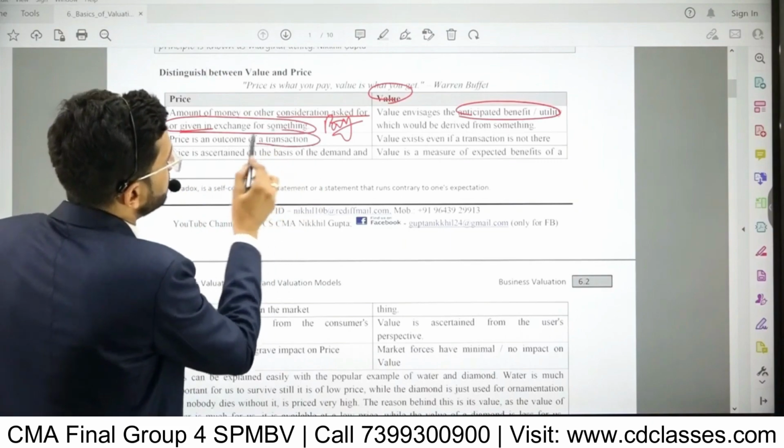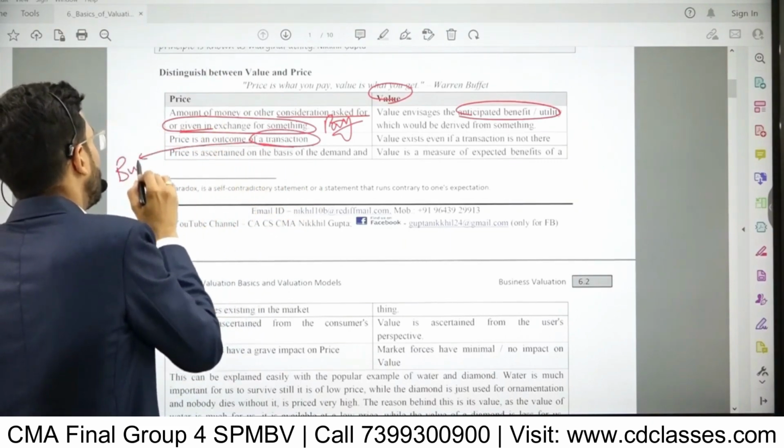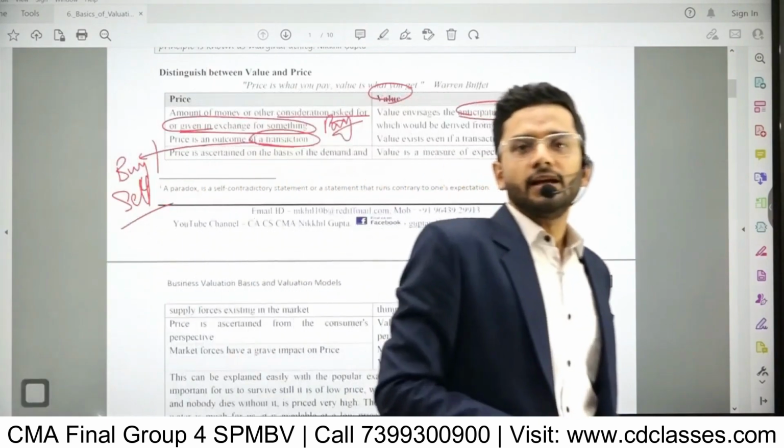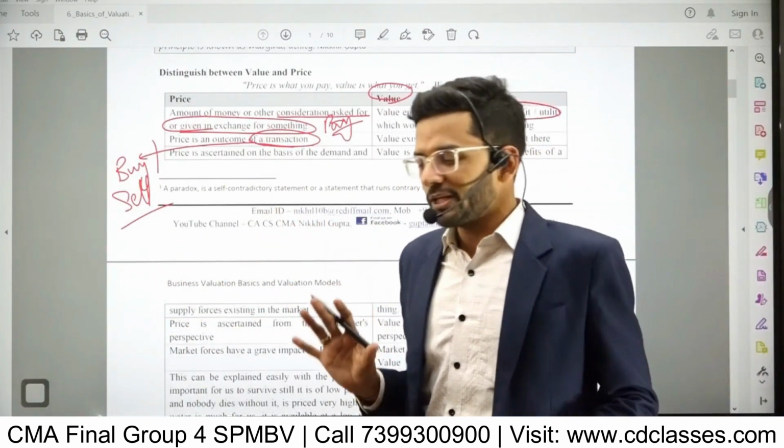Price is an outcome of a transaction. This is a very important difference, guys. So unless and until a buy or sell happens, price will not be ascertained. Unless a buy or sell happens, price cannot be ascertained. Let me give you an example, okay?